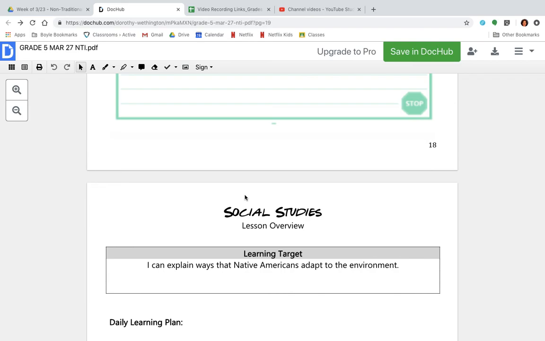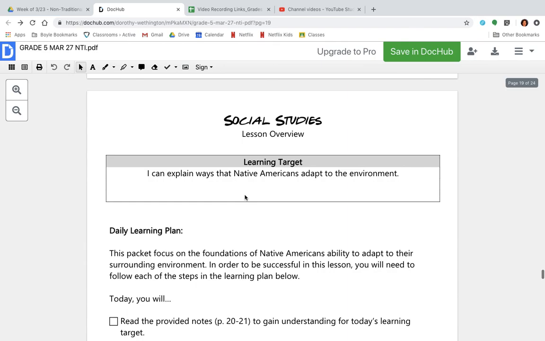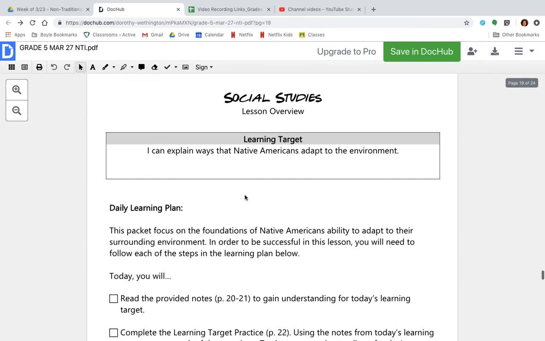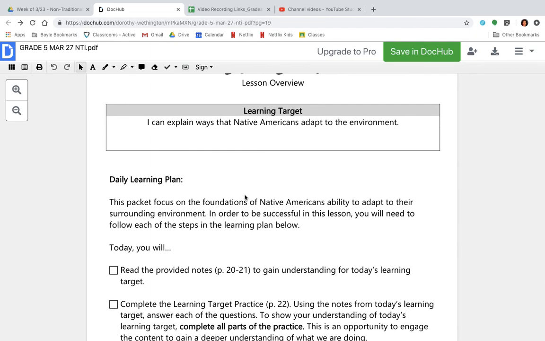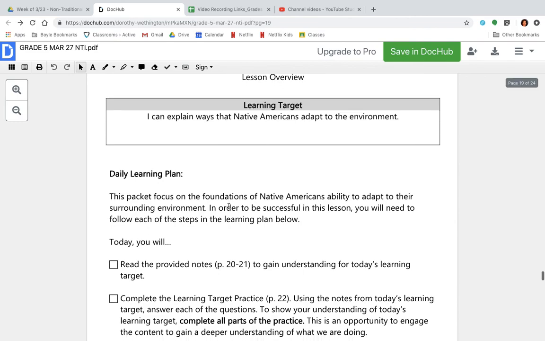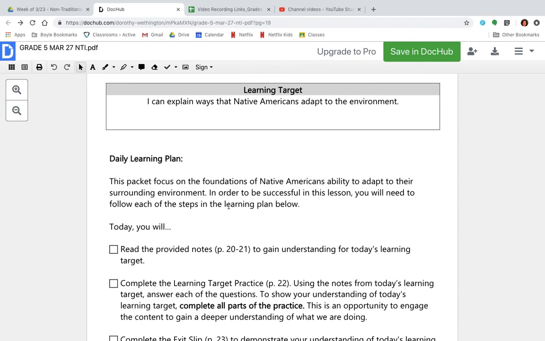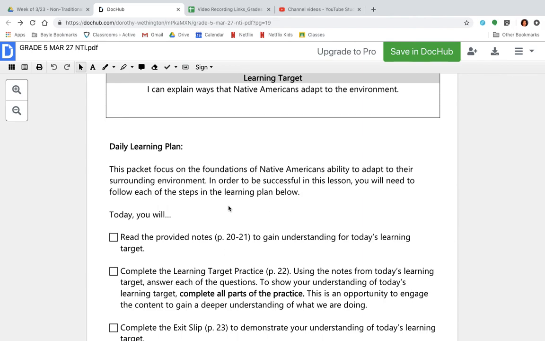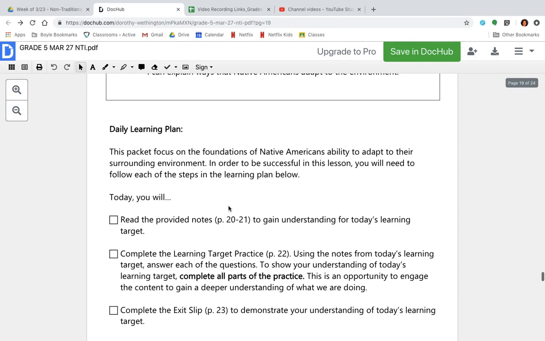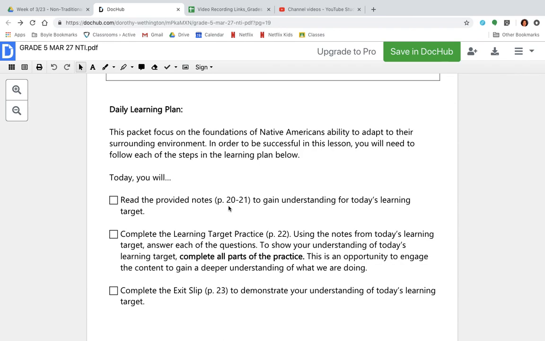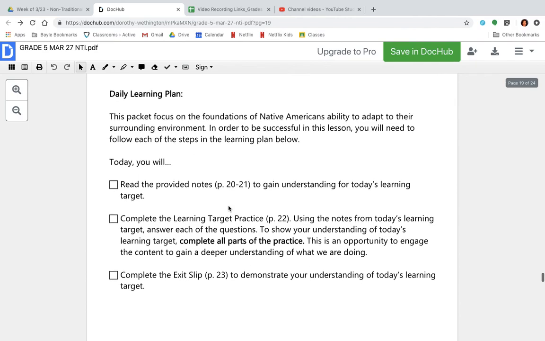Social Studies, Lesson Overview. Learning Target. I can explain ways that Native Americans adapt to the environment. Daily Learning Plan. This packet focuses on the foundations of Native Americans' ability to adapt to their surrounding environment. In order to be successful in this lesson, you will need to follow each of the steps in the learning plan below. Today you will read the provided notes, page 20 through 21, to gain understanding for today's learning target.